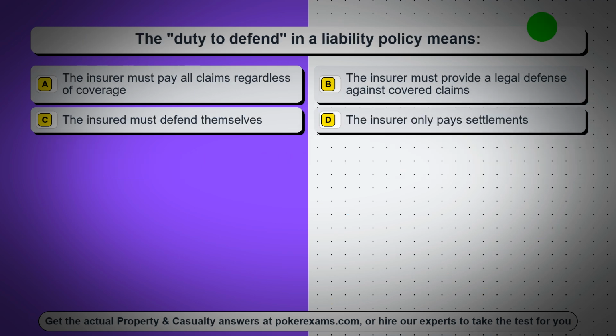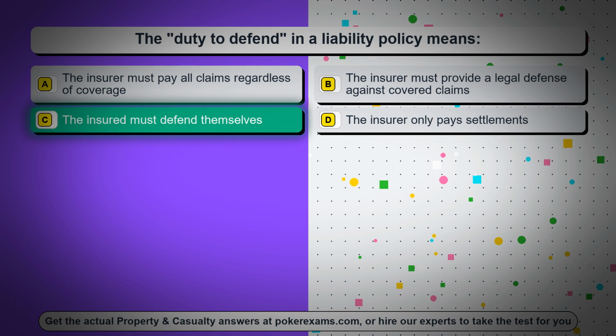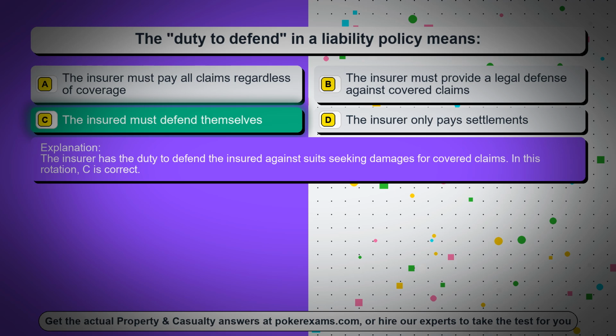Question 42. The duty to defend in a liability policy means, option A, the insurer must pay all claims regardless of coverage. Option B, the insurer must provide a legal defense against covered claims. Option C, the insured must defend themselves. Option D, the insurer only pays settlements. The correct answer is option C, the insured must defend themselves. The insurer has the duty to defend the insured against suits seeking damages for covered claims. In this rotation, C is correct.